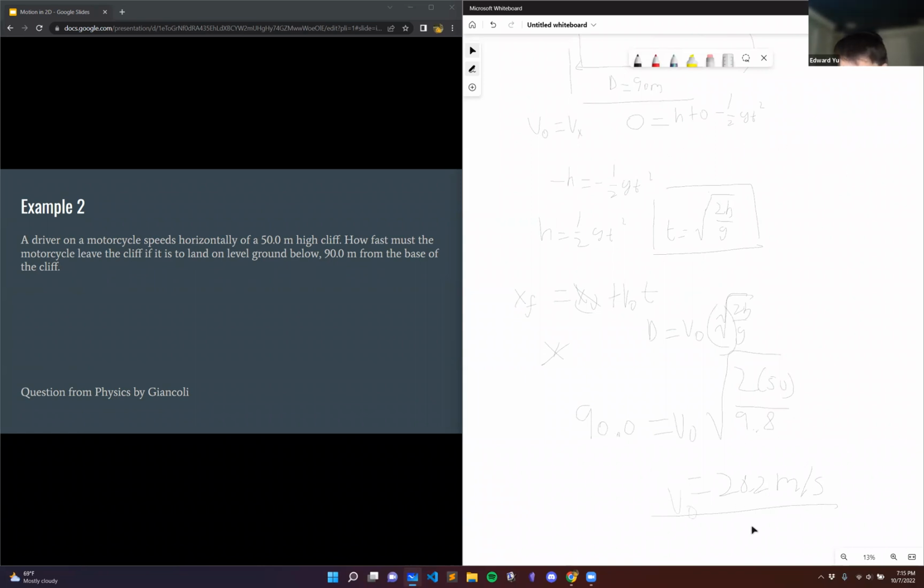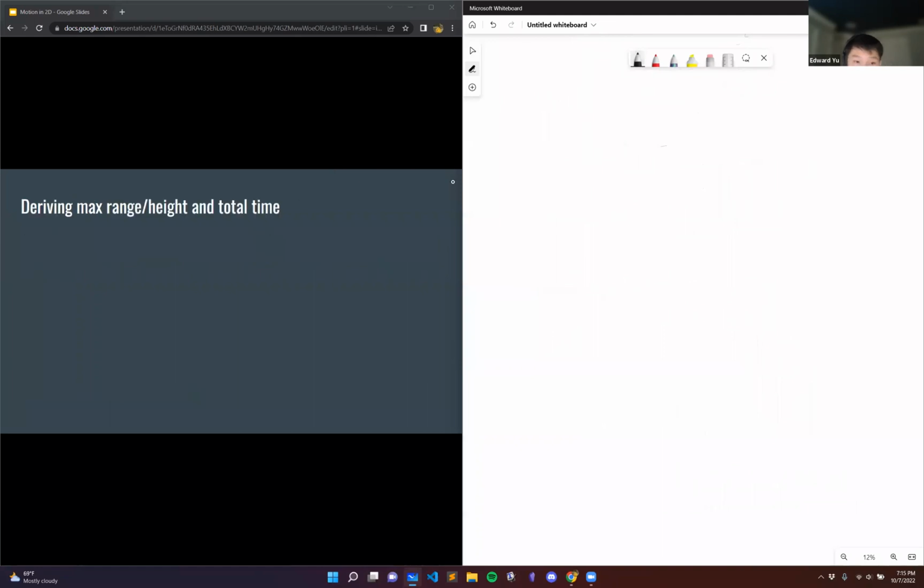Okay, so I'll just move on then. Now we're starting at ground level. This is my y coordinate, this is my x coordinate. So this is x, this is y. Now we're going to try deriving the max range that a projectile can have, the max height it gets, which is out here, this is the max range, and the total time it takes for the projectile.